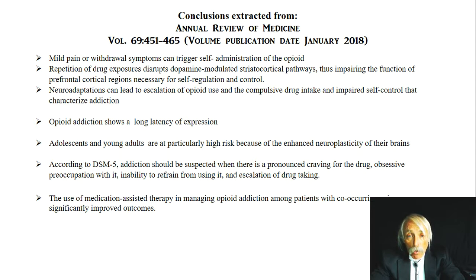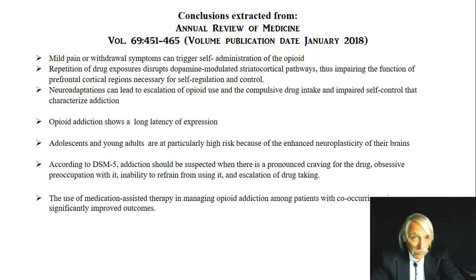Opioid addiction shows a long latency of expression. Adolescents and young adults are very sadly particularly at high risk because of enhanced neuroplasticity, or in fact the older folks because of neurodegeneration and senescence of the brain. According to the DSM-5, addiction should be suspected when there is a pronounced craving for the drug by the patient, obsessive preoccupation with the drug, thinking about it all the time, and the inability to refrain from using it, even when it's no longer needed for analgesia, for example, and then ultimately an escalation of the drug seeking and taking.